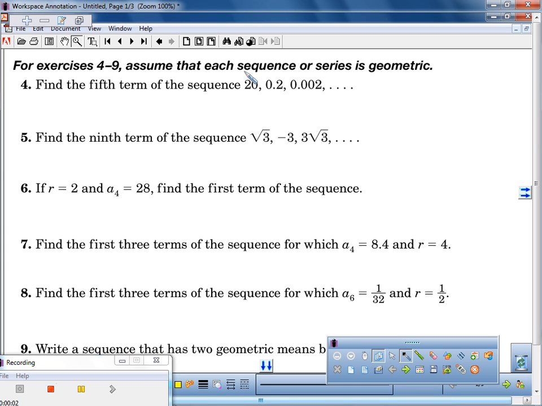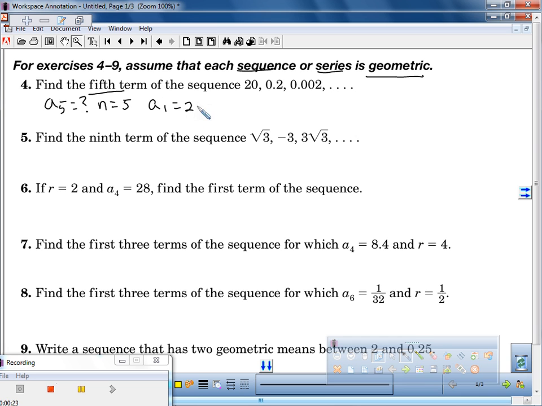Alright, in this particular set of problems, we're looking at sequences and series, geometric sequences and series. Okay, we're going to look for our fifth term. So we know n is 5, and we're going to be looking for the fifth term. So a sub 5 is the question mark. a1 is equal to 20.